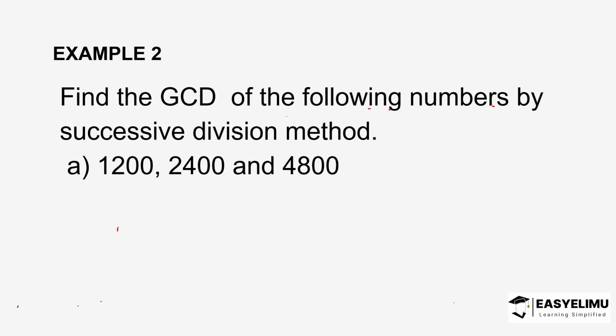So we have the second example here. We're supposed to use the successive division method to find the GCD of the following numbers. The approach is still the same. We have 1,200 here, 2,400, and 4,800.